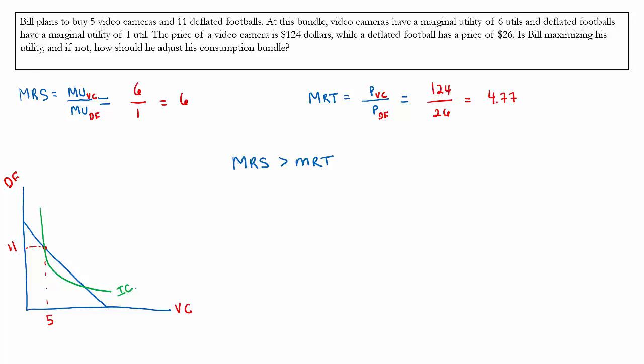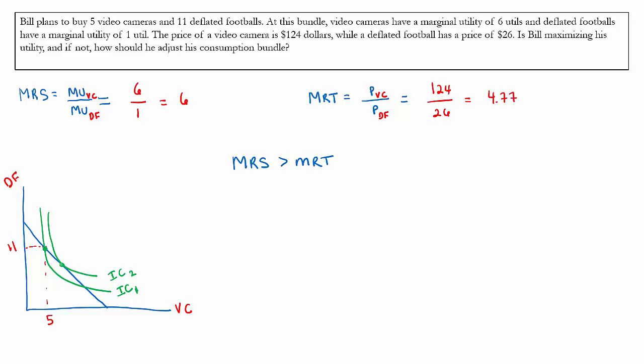So here I've shown that the current bundle that Bill is planning to consume is one on the budget line at which the indifference curve is steeper than the line, and so the slope of the indifference curve, called the MRS, is bigger than the slope of the line, called the MRT. Clearly, that's not the highest indifference curve. There's a higher indifference curve that Bill can reach.